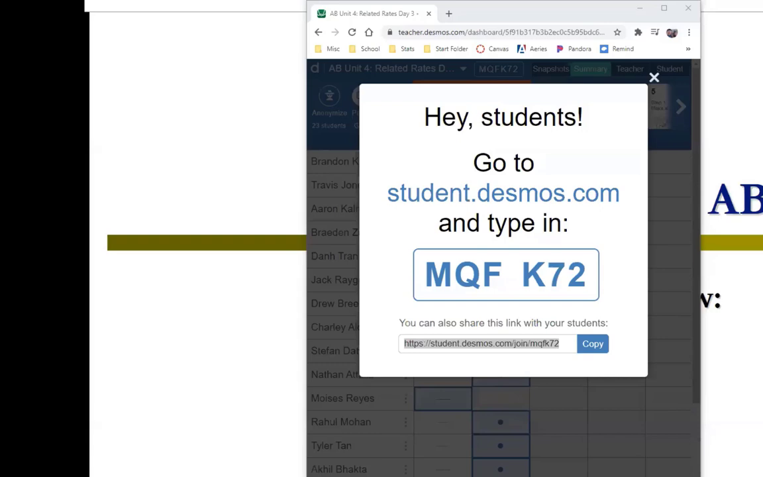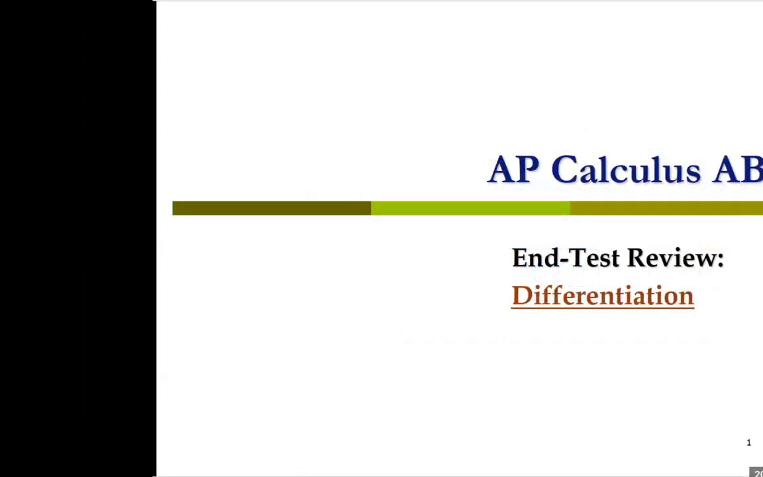All right, that being said, let me go ahead and finish taking roll here. If you haven't already gone to student.desmos.com and typed in this code, go ahead and do that. I do see quite a few of you already here. It looks like there are about 23 of you here. In any case, let's get onto today's lesson.